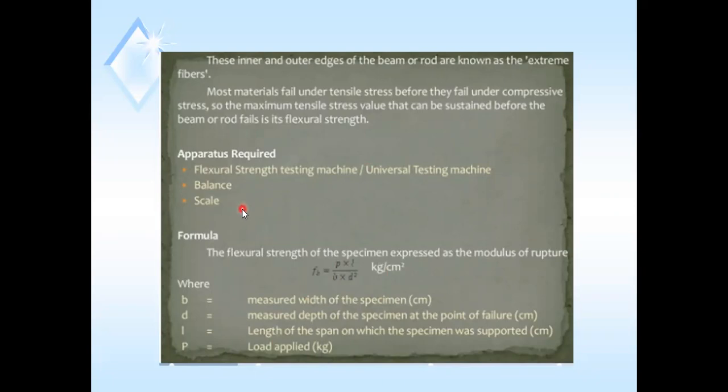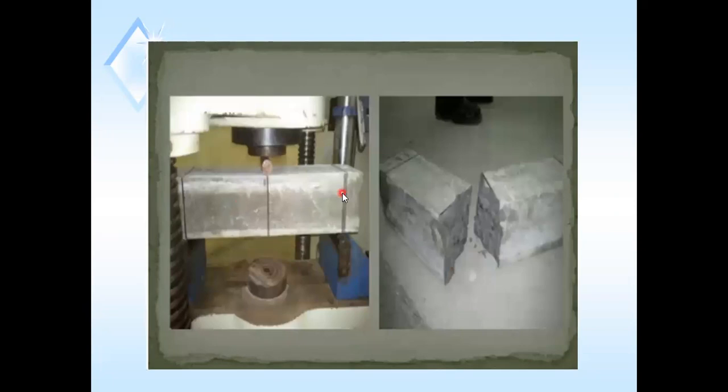Now how to determine this? Let us see the picture of this particular test. See, this is the beam that you have to cast. As you can see, this is the beam that you have cast. The size of the beam is 150 by 150 by 700 mm, or 100 by 100 by 500 mm. You can take either case for laboratory investigation. So if you are going to prepare a concrete beam of such size, you have to cure that particular concrete beam.